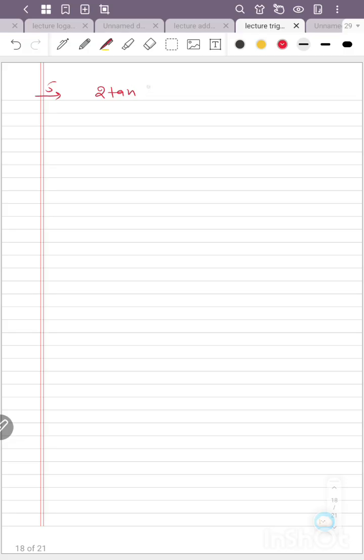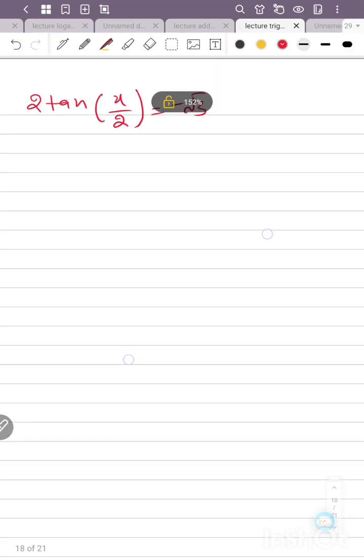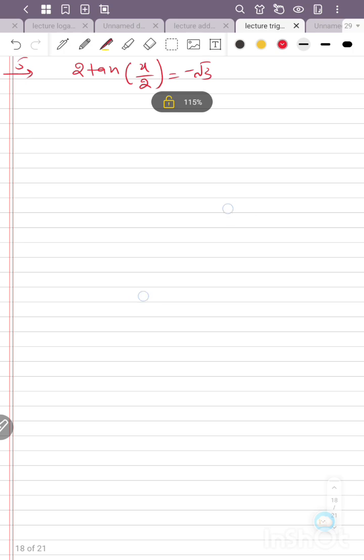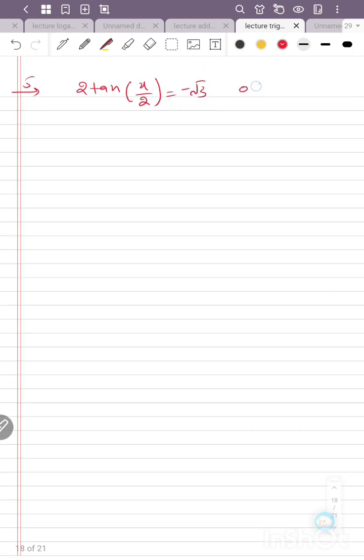Tan of x by 2 equals minus square root 3. How do we deal with this question? Just write its limit also: 0 less than or equal to x less than or equal to 500. How do we deal with this interval? Because here there is x by 2, we write it here as x by 2, and 500 divided by 2 gives 250. Hopefully dear student, you understand the intervals.